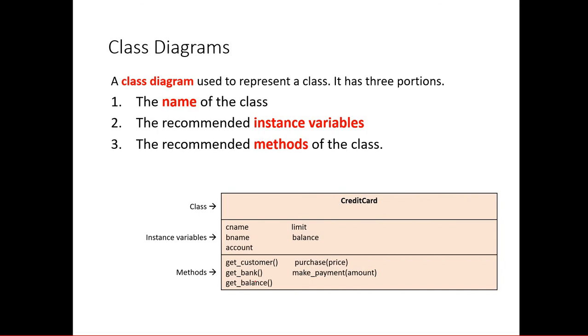So a class diagram is representing a class. If you remember, integers are classes in Python. Floating points are classes in Python. So there are three parts: the name, the instance variables, and the methods. Think about these three.